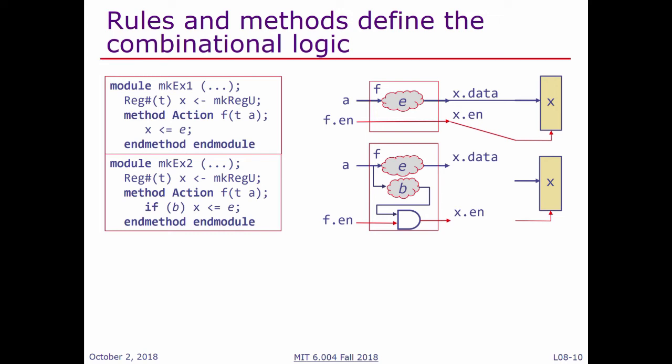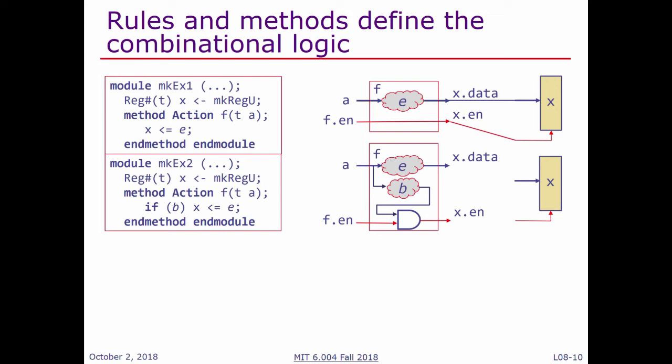But now comes the interesting part. How often do you assign in this register? How often is X assigned? Anyone? How often are you going to assign in X? Only when B is true. Not every time the method is called. Method has to be called and B has to be true. Does everybody get it? Right? It's a conditional assignment. The condition has to be true.